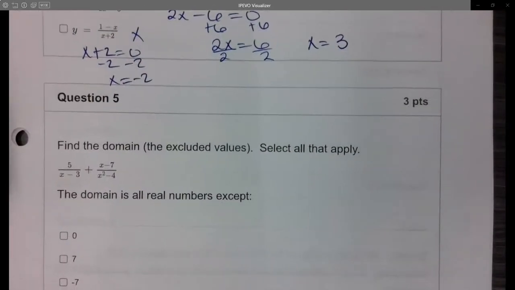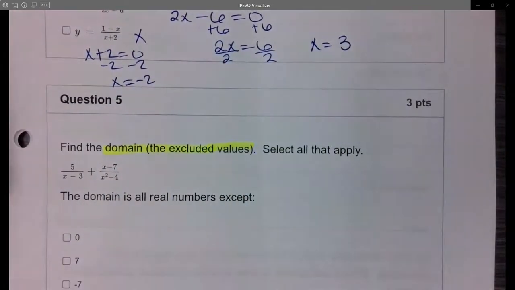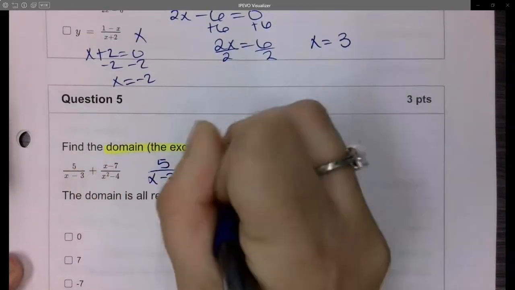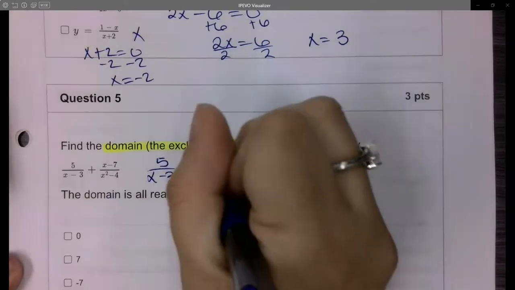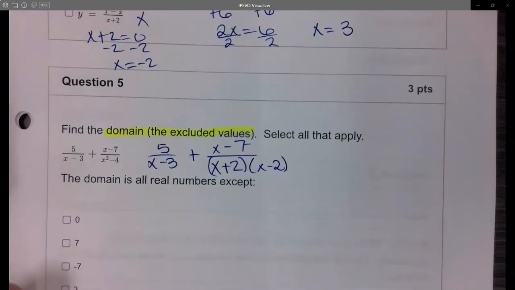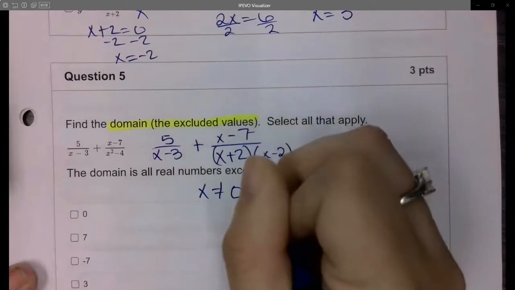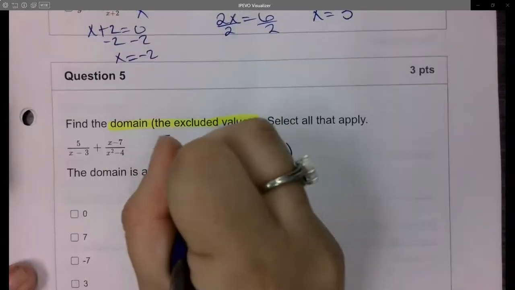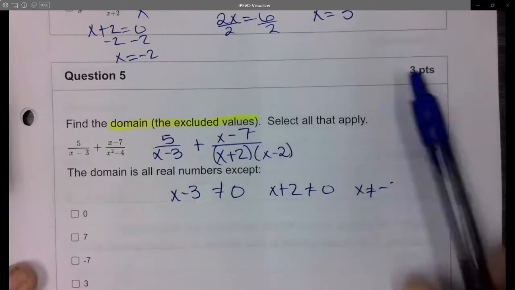Number 5 just wants me to find the domain, which is the excluded values. So what I want to do is I want to make sure all of my denominators are factored. So I have the first one is factored. It's x minus 3. The second one, I'm looking for what multiplies to negative 4 and adds to 0. This is going to be positive and negative 2. So then I want to take each of my 3 numbers on the bottom and set them not equal to 0. That x plus 2 doesn't equal 0, and x minus 2 doesn't.